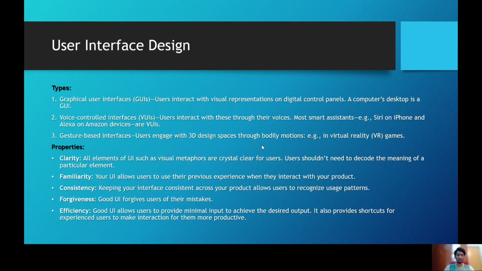Forgiveness. Good UI forgives users for their mistakes. Efficiency. Good UI allows users to provide minimal input to achieve the desired output. It also provides shortcuts for experienced users to make interaction more productive.